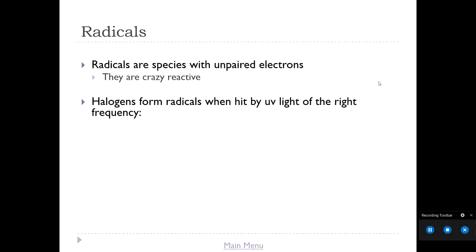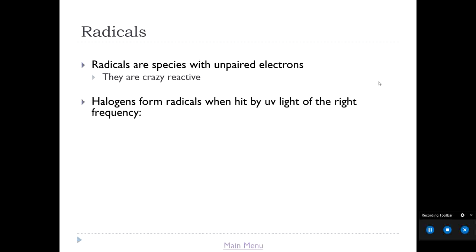So what is a radical first? Radicals are species with unpaired electrons. So we've talked all this time through all of your chemistry learnings and previous grades as well. You've always learned that electrons come in pairs. Well, not the case with radicals, and this is what makes them so reactive. You may have heard of antioxidants, something that you're supposed to get in your diet, and they say antioxidants protect from cancer and all these things. Well, what antioxidants actually do is reduce the number of radicals in our body, supposedly.